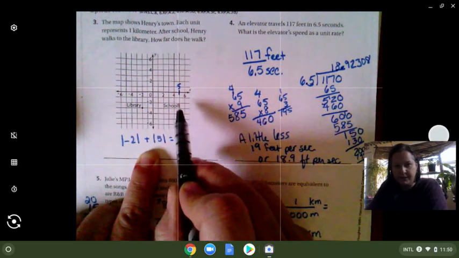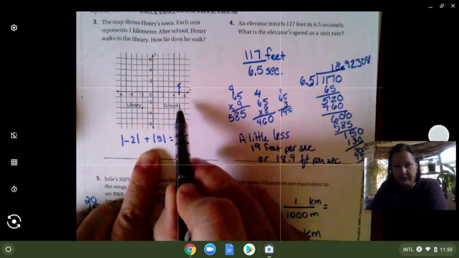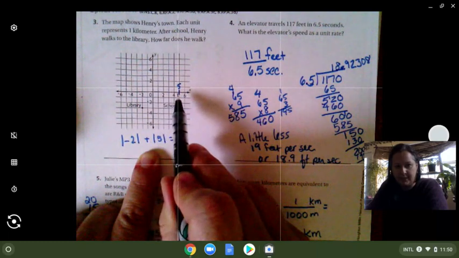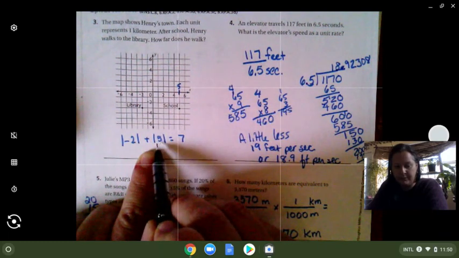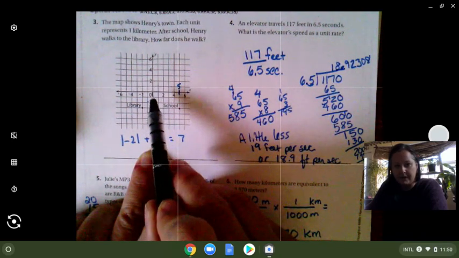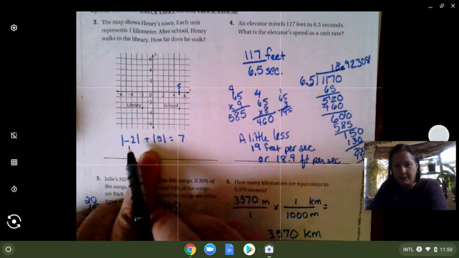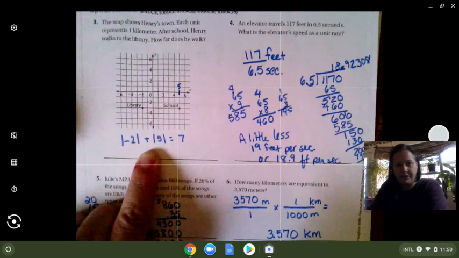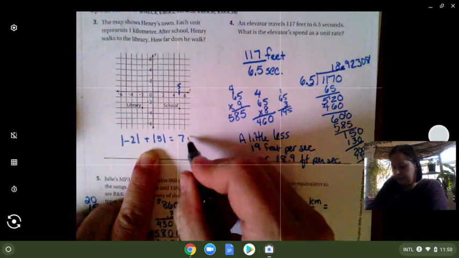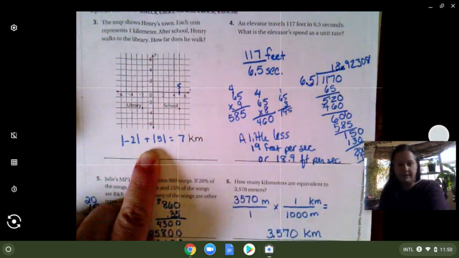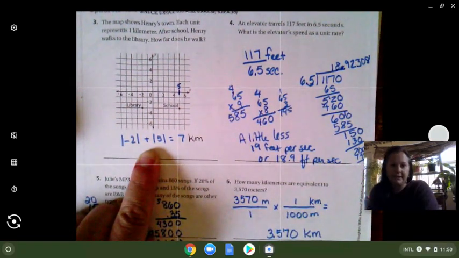So first I look up here to see how far from the school to the y-axis, which is 5 units, represented by the absolute value of 5. And then how many blocks from the y-axis to the library? 1, 2. 2 jumps, or the absolute value of -2, which would be 7 units, or 7 kilometers, because in the problem it tells us that each of those units represents a kilometer.